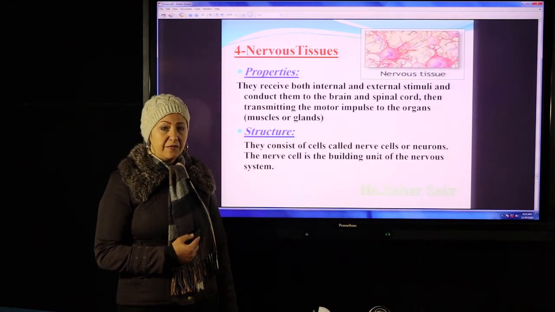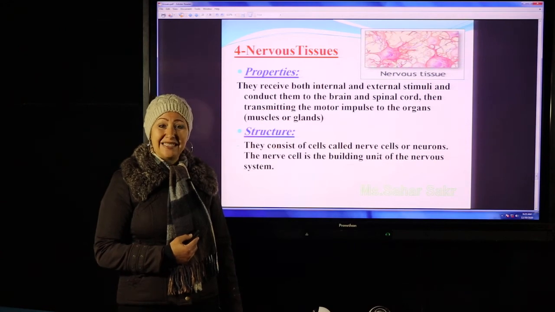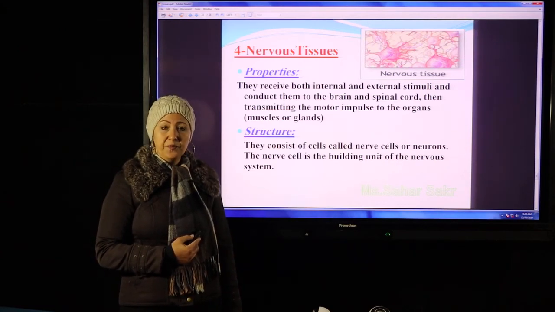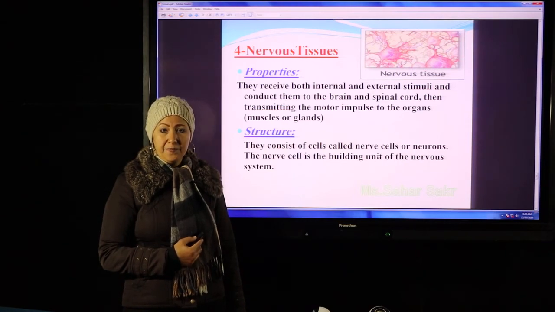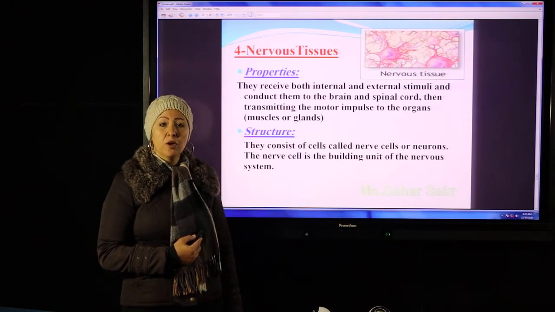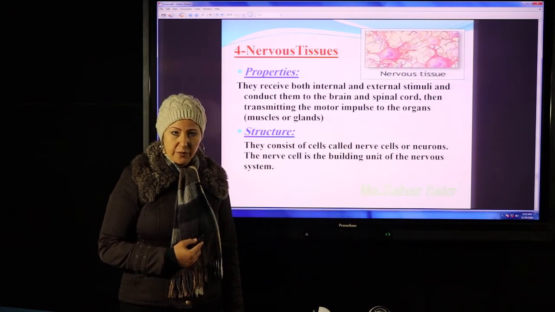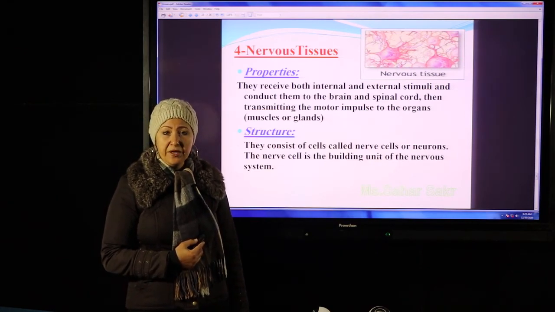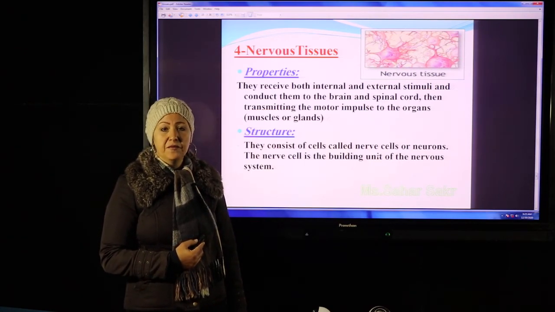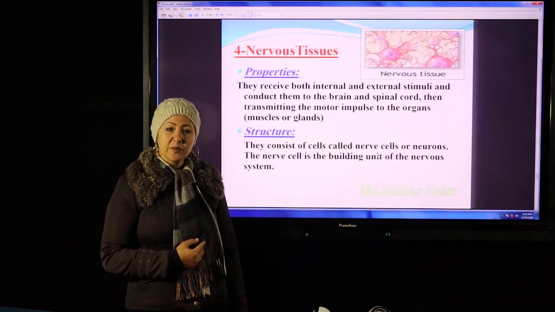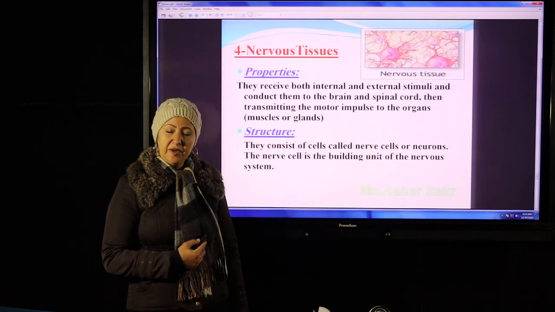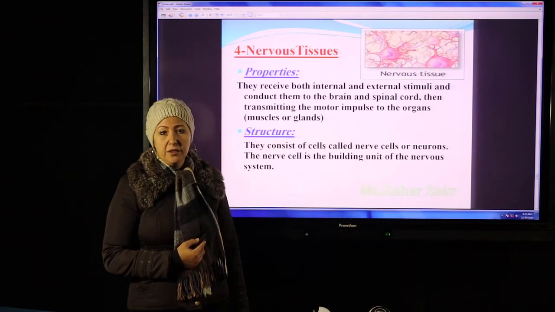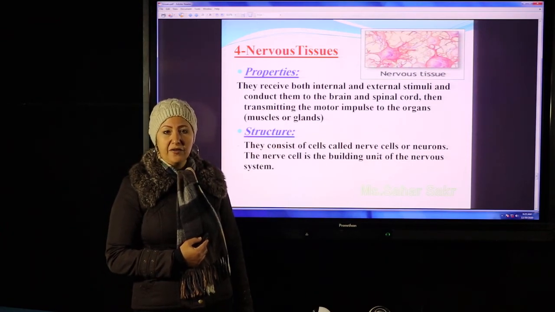So the cells of this tissue are considered the longest cells in the body, as their length is about 1 meter or a little more inside your body, because they are responsible for transmission of the stimulus to the brain and the spinal cord, and transmission also of the response from the brain and spinal cord to all body parts. So it is considered the longest cell in the body.